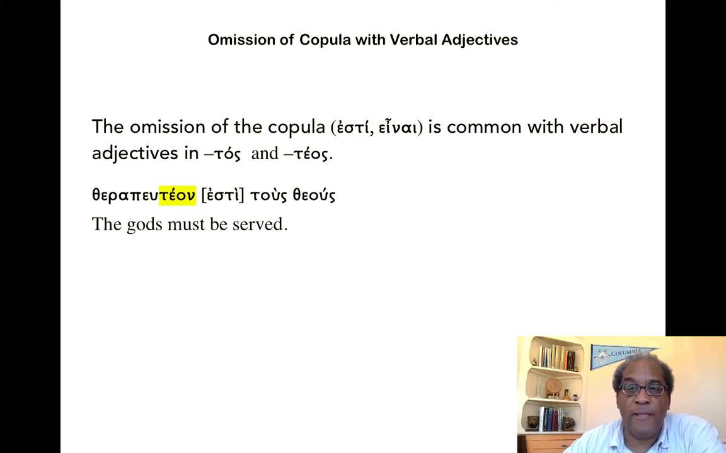Now it's very often that este enai is omitted. So the omission of the copula, este enai, is common with verbal adjectives in tos and teos. So we have therapeuteon tous theus. The gods must be served, where este is not expressed.